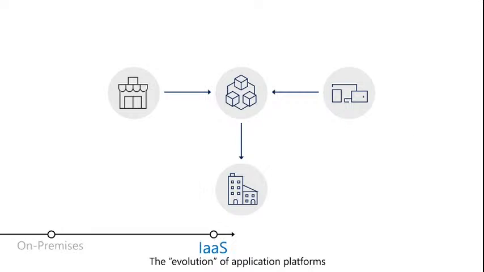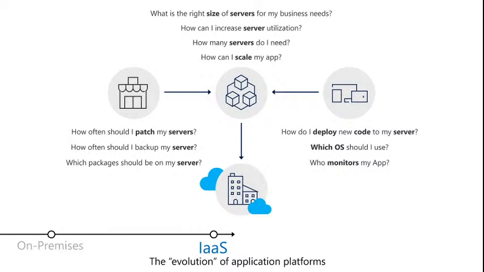Then we moved to infrastructure as a service, where we said, okay, hey, here comes the cloud. Why don't you leave the provisioning of the service to us? We'll handle that for you. We'll handle the servers and all that for you. But then you still had questions. Before you go infrastructure as a service, you're thinking, what is the right size of server I need to provision with that provider? How can I increase server utilization? How many servers do I need?